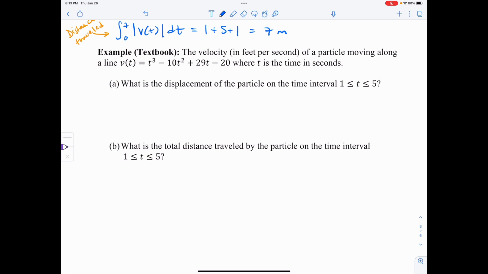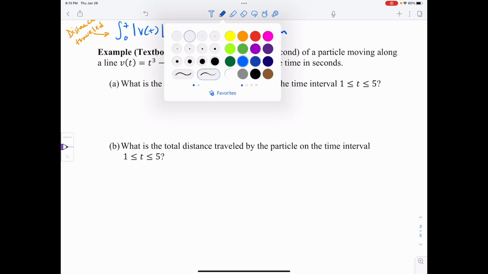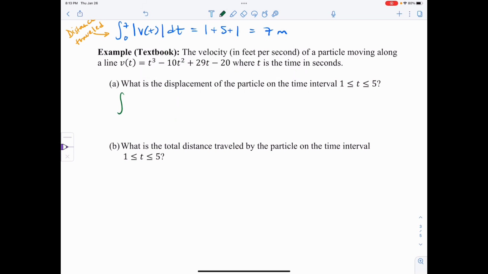Okay, so we are given that velocity in feet per second of a particle moving along a line is represented by this cubic polynomial, right? This third degree polynomial, v of t, where t is time in seconds. So what is the displacement of the particle on the time interval from 1 to 5? Well, that means that we're going to be integrating v of t from 1 to 5. Okay, this is one that we could do by hand.